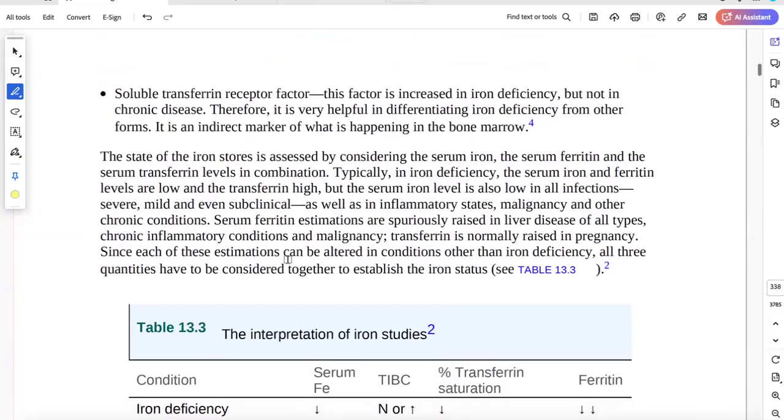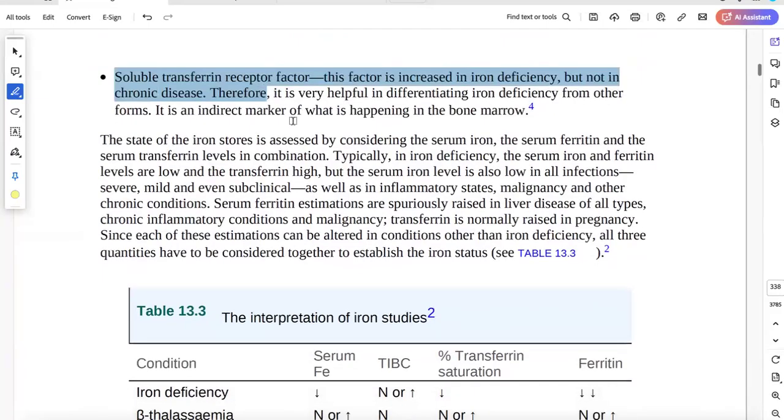Now, sometimes you can be asked how to differentiate iron deficiency from anemia of chronic disease. The only way to know is by doing the soluble transferrin receptor factor. This receptor factor will be increased in iron deficiency, but it will be normal in anemia of chronic disease. So if you want to rule out anemia of chronic disease versus iron deficiency, you would do this transferrin receptor factor.